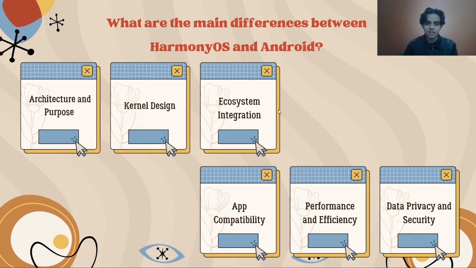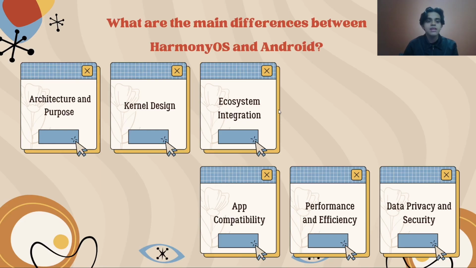Moving on to kernel design. HarmonyOS uses a microkernel architecture, which boosts security and modularity by separating critical functions like device drivers and services. This ensures that if a component fails, it doesn't affect the rest of the system. This architecture keeps the system stable and secure by reducing potential points of failure.